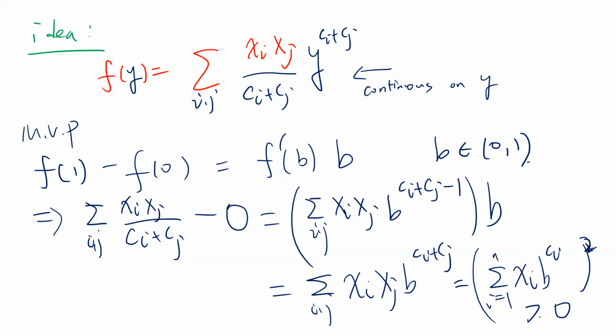And obviously this is greater than or equal to 0, because my assumption is that all c_i are greater than 0. So b to the c_i is always well defined, as it is a positive number raised to a positive power. So by the mean value theorem, this is greater than or equal to 0.